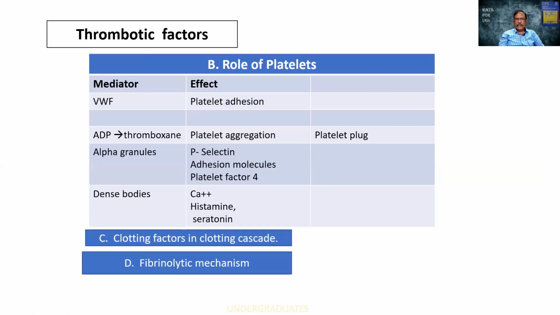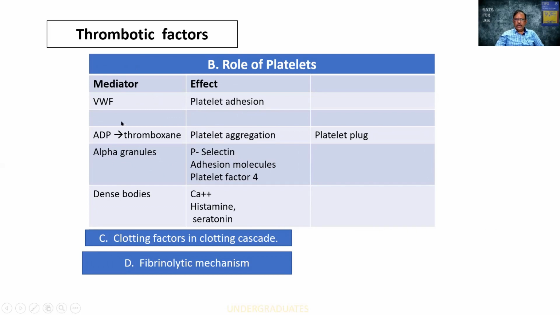The role of the platelets. What is the mediator over here and what is the effect that is being formed? There is the von Willebrand's factor leading to platelet adhesion, ADP and thromboxane, which lead to aggregation of the platelets, alpha granules, which are selectin adhesion molecules and platelet factor 4, and dense bodies, which are calcium, histamine, and serotonin, all of which help in the activation, adhesion, and the aggregation of the platelets.